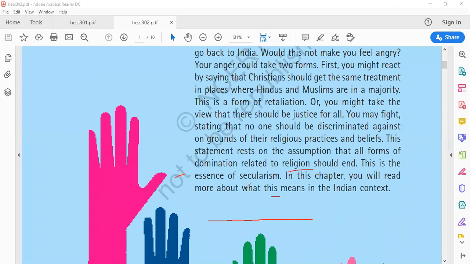Which one do you think is better? Whether to fight against this discrimination is better, or whether to fight against the religion that has been dominating is better? Obviously, type 2 is very much better, because that is where internal security also becomes a threat.